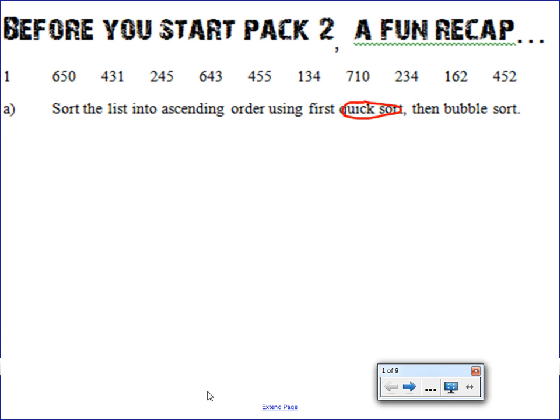Okay, so we're going into ascending order. So we're doing big things go that way and small things go to the left of the pivot. So first pivot, 1, 3, 4. Things that are less than 1, 3, 4 is nothing.